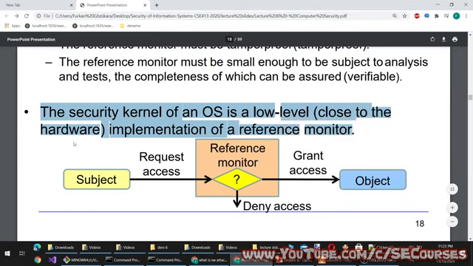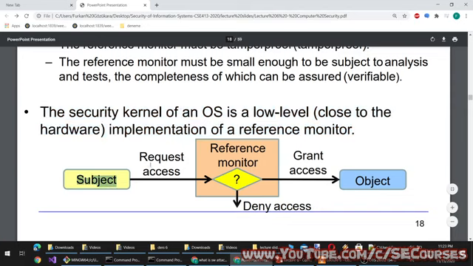The security kernel of an OS is a low-level, close to the hardware, implementation of a reference monitor. Okay, so there is a subject requesting access, the reference monitor checks, and it denies or grants access to the object.